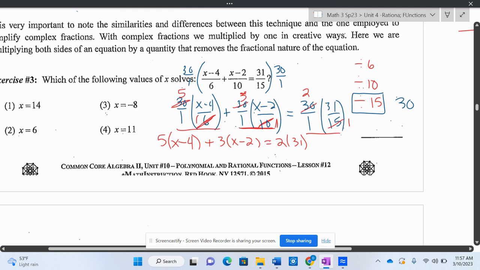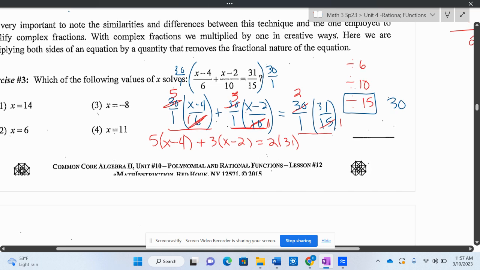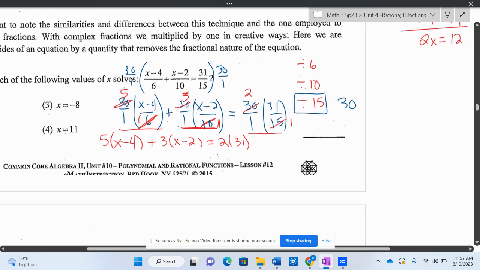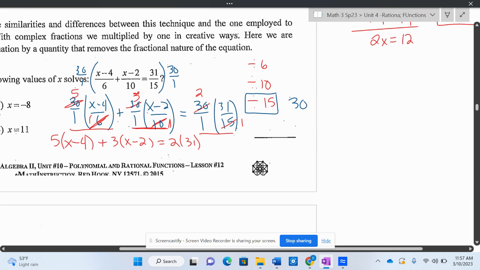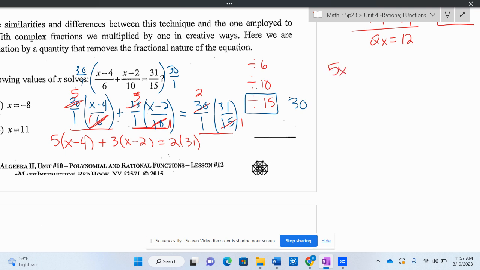I know this is a lot. So we're going to distribute and we're going to solve because it's going to give us a linear equation. So I'm going to kind of move that over here. So let's see. 5 times x is 5x. 5 times negative 4 is negative 20. 3 times x is 3x, 3 times negative 2 is negative 6, and 2 times 31 is 62.